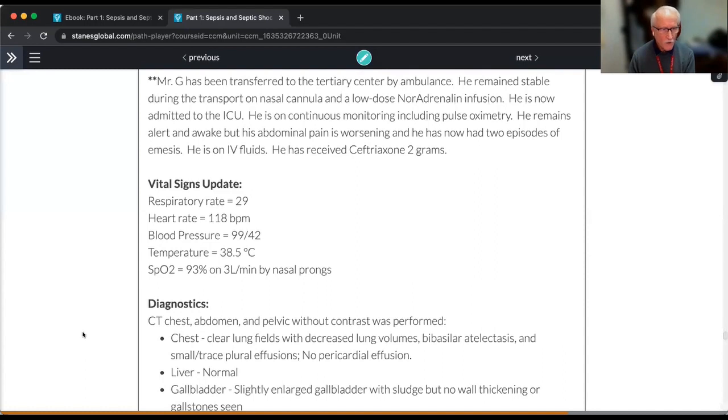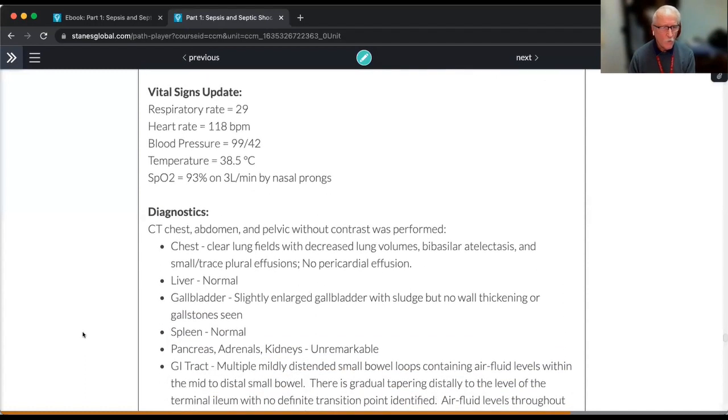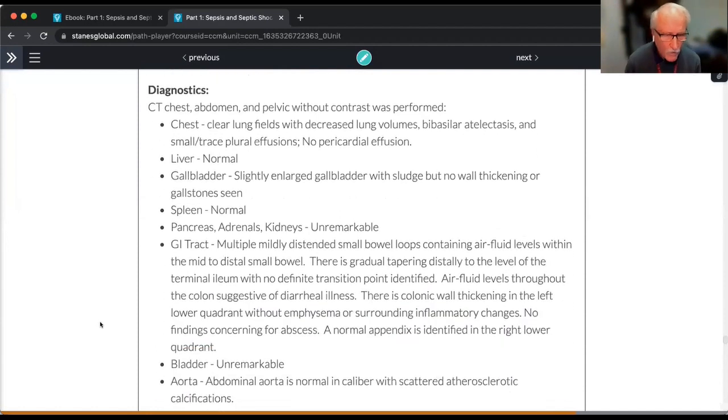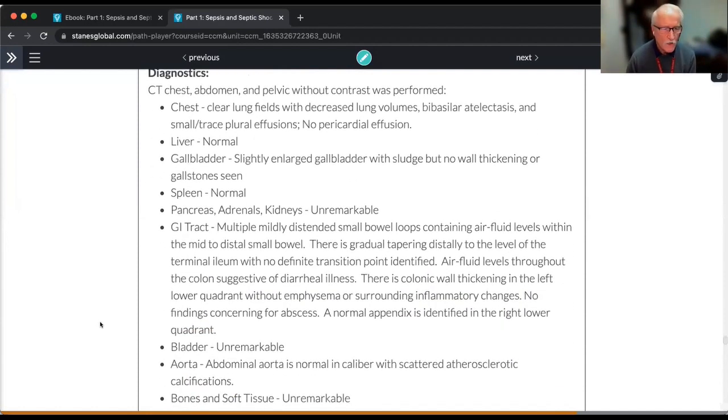His updated vital signs are a respiratory rate of 29, heart rate of 118, blood pressure of 99/42, temperature of 38.5, and a pulse oximetry reading of 93% on 3 liters of oxygen by nasal prongs. Diagnostics include a CT chest, abdomen, and pelvis without contrast, which was performed. The chest part of this exam shows clear lung fields with decreased lung volumes, bibasilar atelectasis, and small trace pleural effusions, and no pericardial effusion. The liver appears to be normal. The gallbladder is slightly enlarged with sludge, but no wall thickening or gallstones seen. The spleen looks normal. The pancreas, adrenals, and kidneys all look unremarkable.